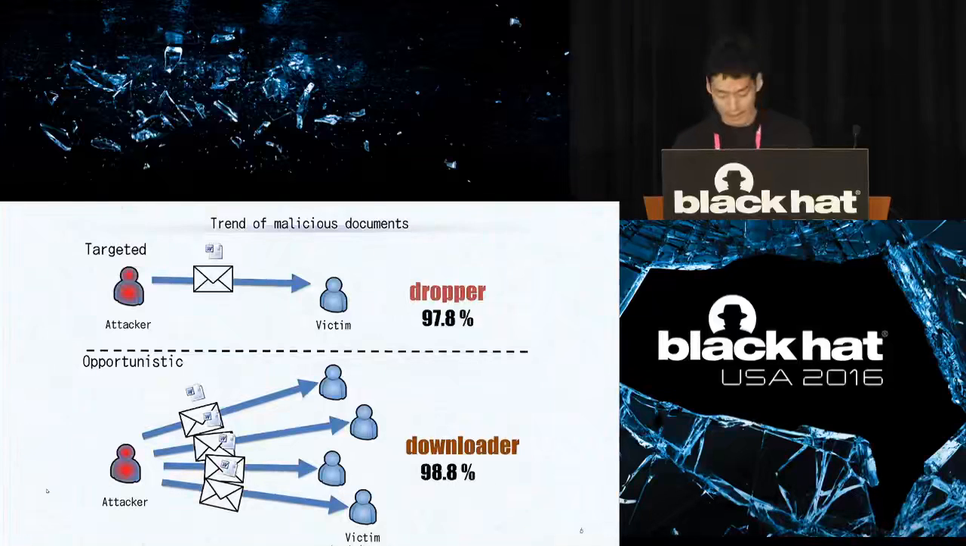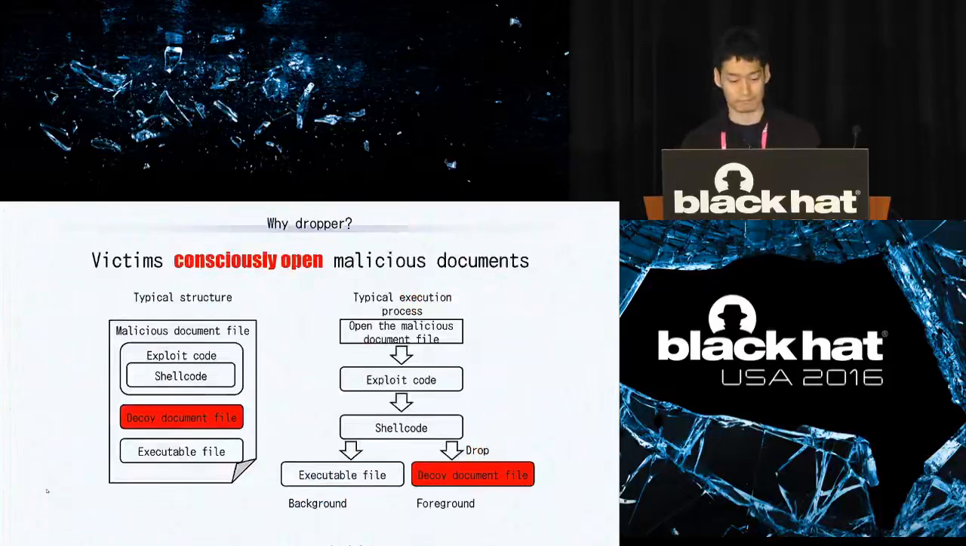Here, I mention the type of a malicious document file. I gathered various malicious document files. In the case of targeted email attacks, most of malicious document files are droppers. On the other hand, in the case of opportunistic attack, most of malicious document files are downloaders. Why?